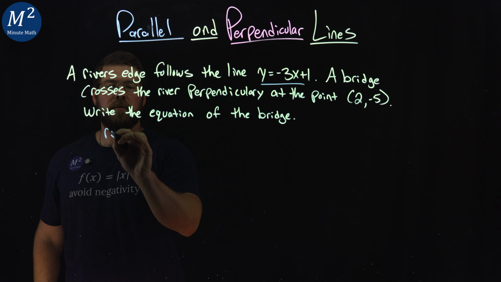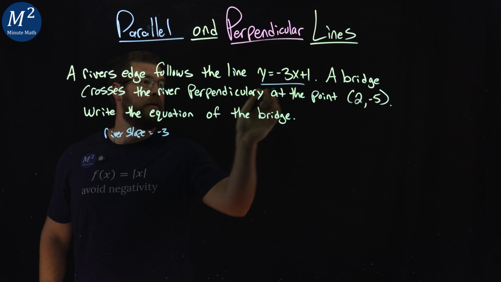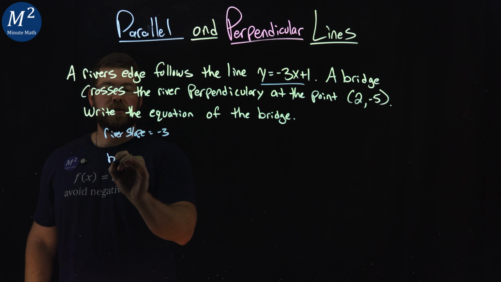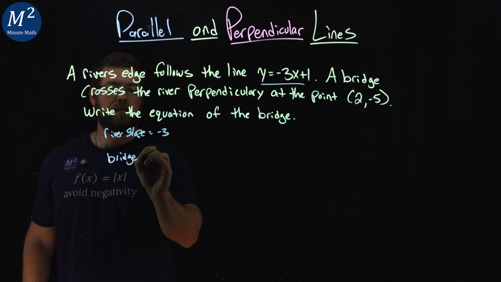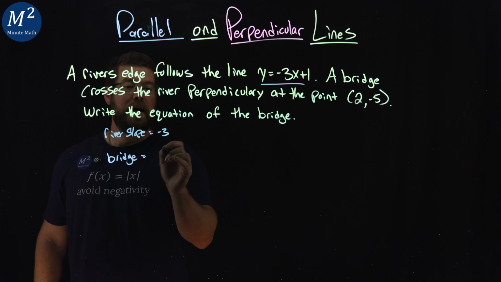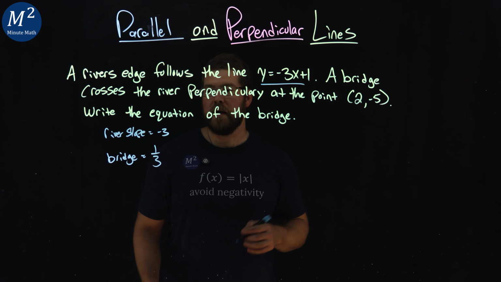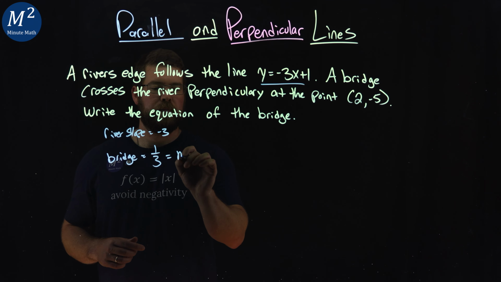So the river slope is negative 3 right there. The bridge is a negative reciprocal. So instead of negative 3, it's a positive 3. And then it's 1 over that, 1 over 3. So we have positive 1 over 3 as our slope.